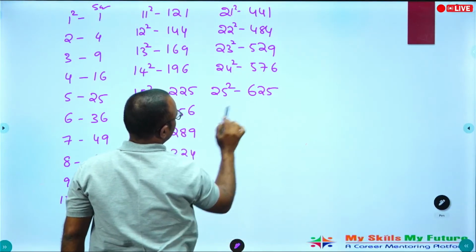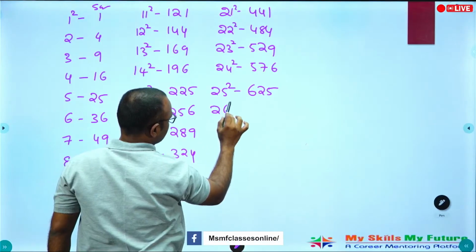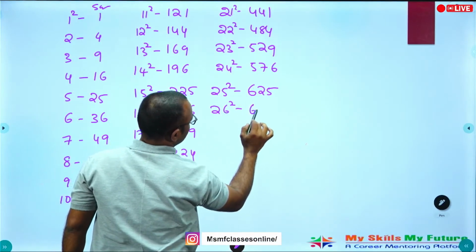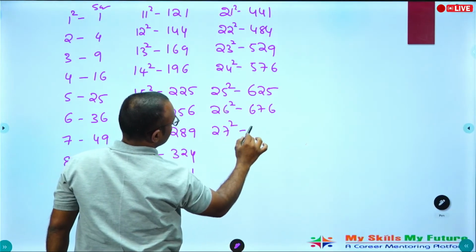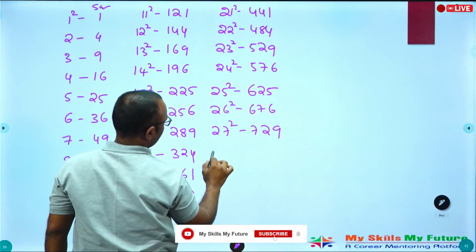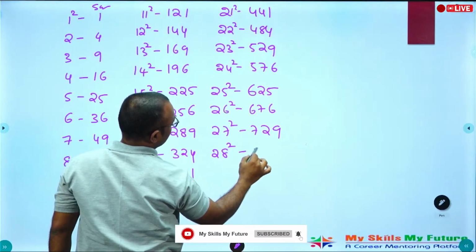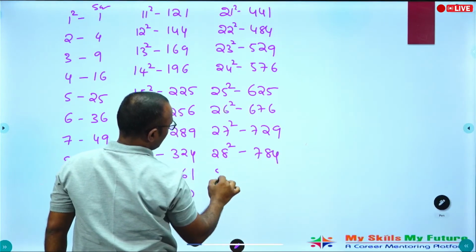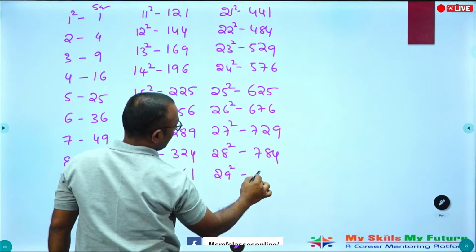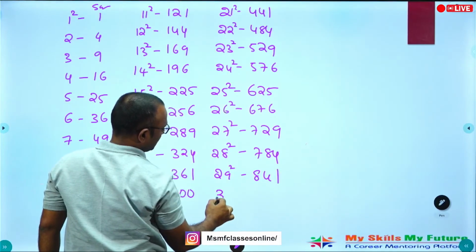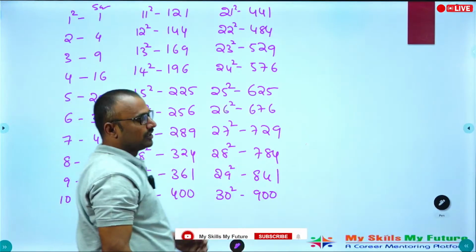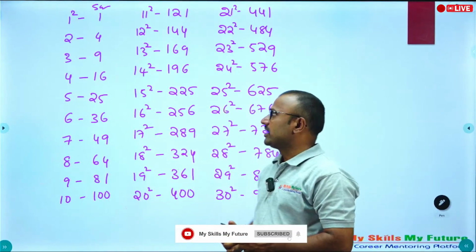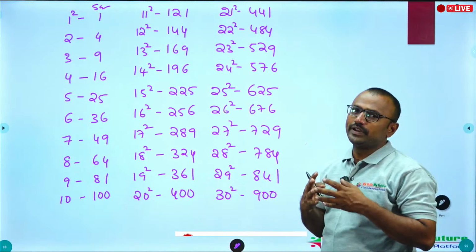Next, 21 square 441, 22 square 484, 23 square 529, 24 square 576, 25 square 625, 26 square 676, 27 square 729, 28 square 784, 29 square 841, 30 square 900. So these are the mandatory square values the aspirant must remember, okay.